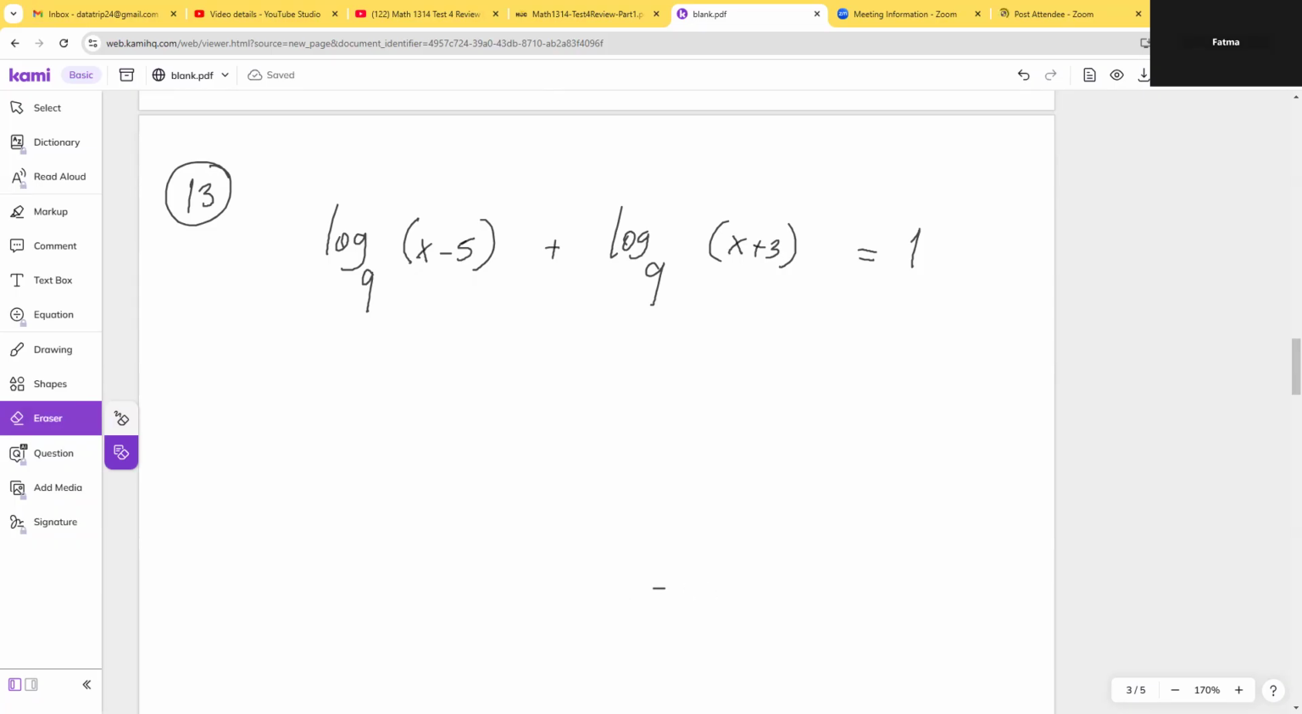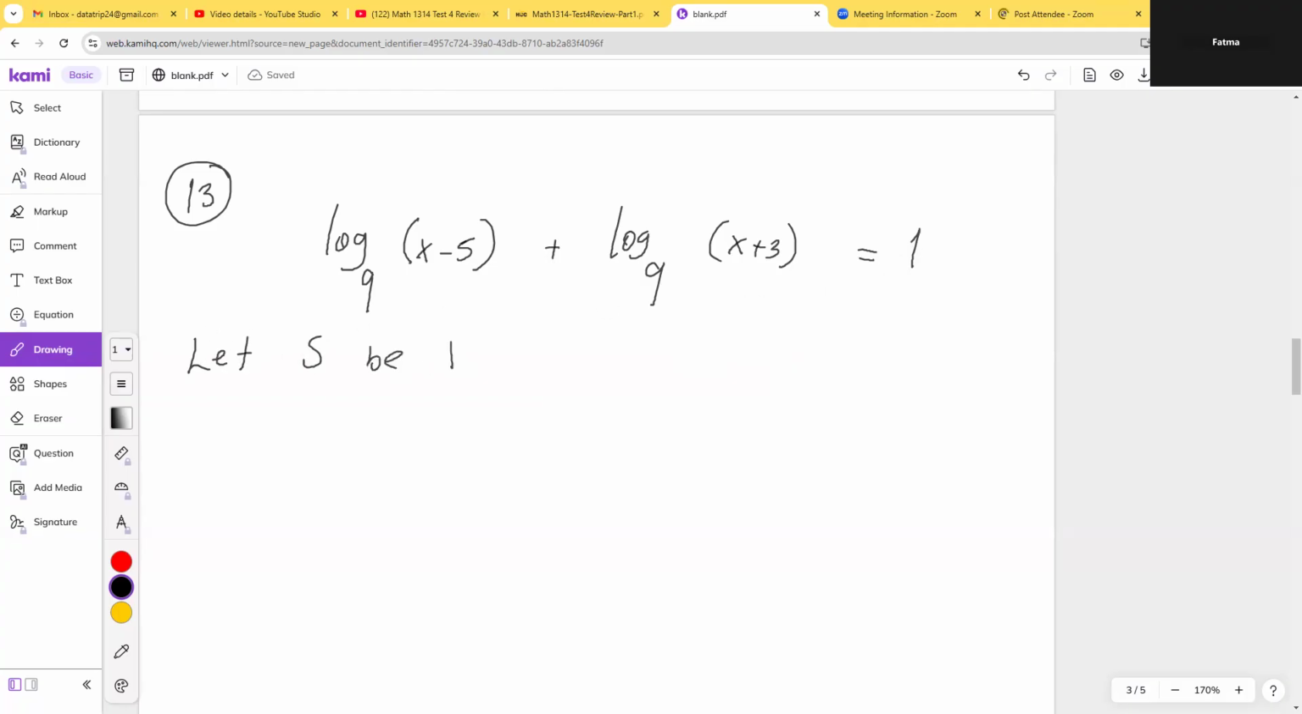So question 13 is an example from 4.5. It's about logarithmic equations. It says log base 9 of x minus 5 plus log base 9 of x plus 3 is equal to 1. And the question says let S be the sum of the solutions. If there's only one solution, S will be equal to that only one solution.